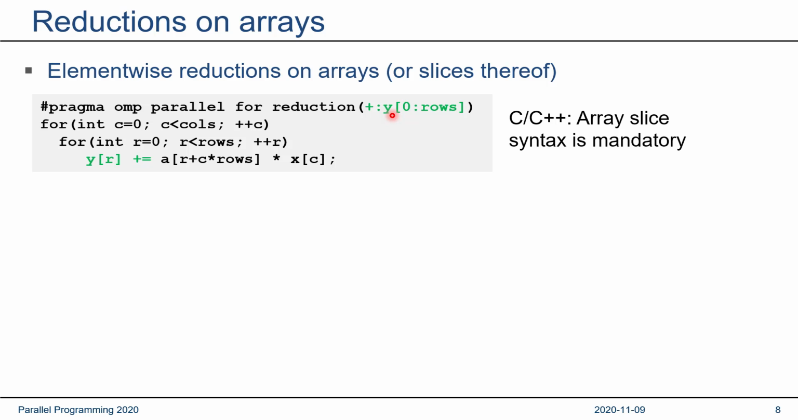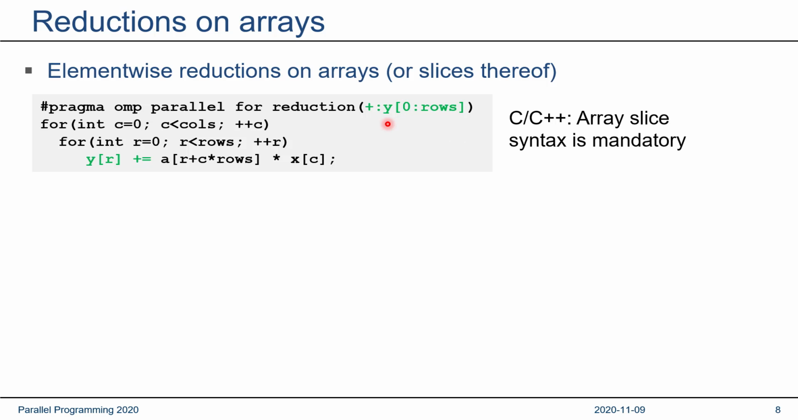In C and C++, we need a so-called array slice syntax for that. So we have to specify, as usual, the operator, colon, and then the vector. And within the brackets, we need to tell the starting index and the length within this, which in this case is the number of rows. So this will work flawlessly with C and C++.